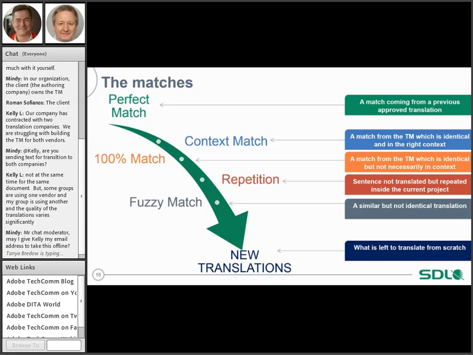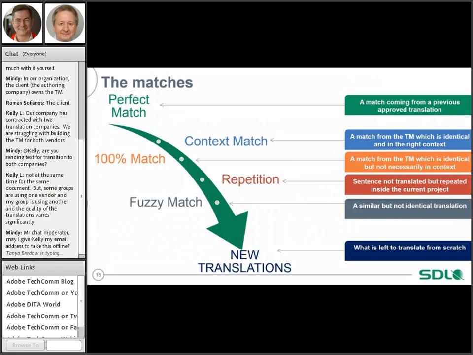And then if we take a look further down, we have the repetition, which is basically a sentence that has not been translated before, but it's repeated inside the current project. So again, we can realize efficiencies by maybe pre-processing such repetitions so that we make sure they are translated consistently, for example.